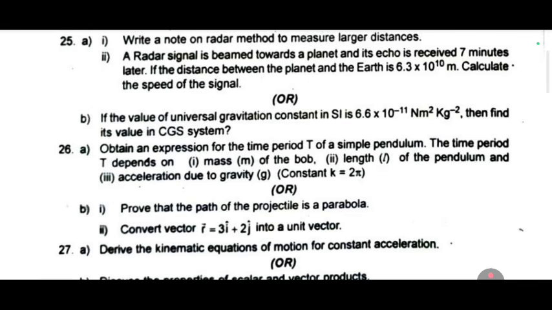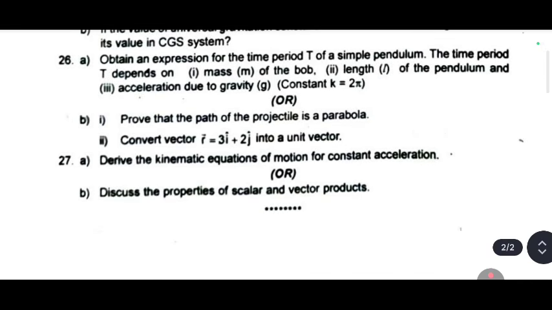26, question A: obtain an expression for the time period T of a simple pendulum. The time period T depends on the mass m of the bob, second, the length of the pendulum, and third, the acceleration due to gravity g, which is constant. Or B: first, prove that the path of a projectile is a parabola. Second, convert vector r equal to 3 i vector plus 2 j vector into a unit vector. 27 A: derive the kinematic equations of motion for constant acceleration. Or B: discuss the properties of scalar and vector products.